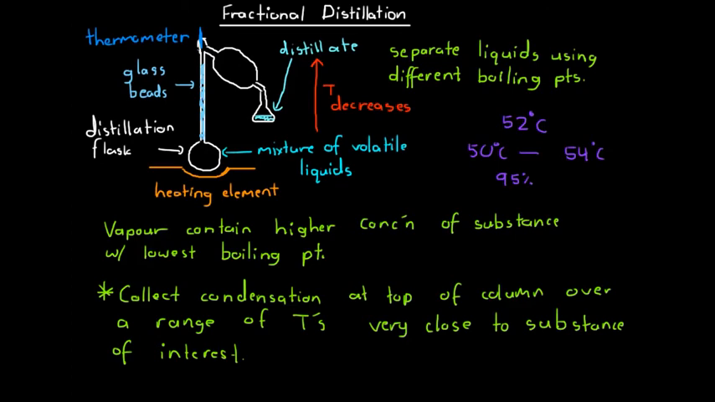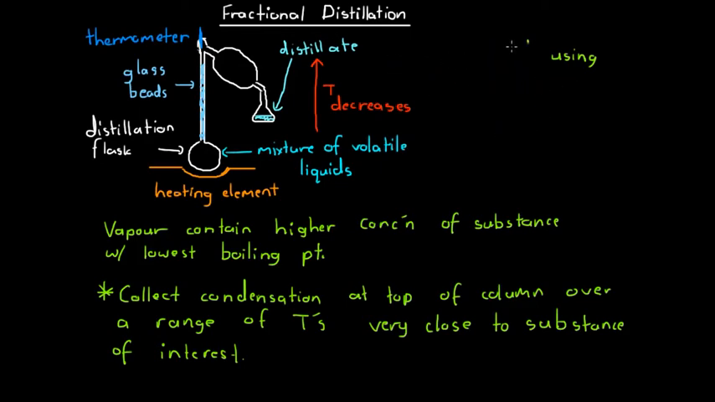Now we'll have a brief look at an example of the ideas behind this process. So if we've got ethanol, and we've got propanol, say we've got a sample containing both of these. Which of these will be collected first in our fractional distillation column?